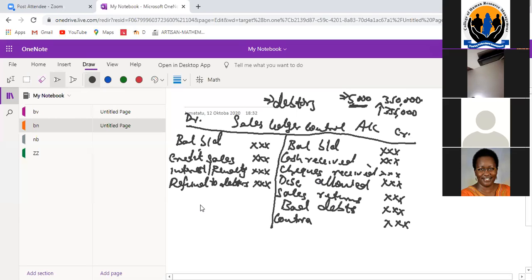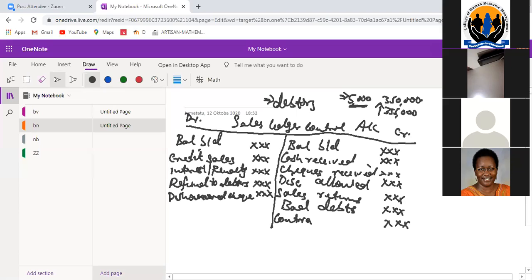And then lastly, we have a dishonored check. Dishonored checks are going to appear on this side. A dishonored check is a check that was received here, but when you take it to the bank, it gets dishonored. So you increase the debt back. That is going to be the sales ledger control account format.